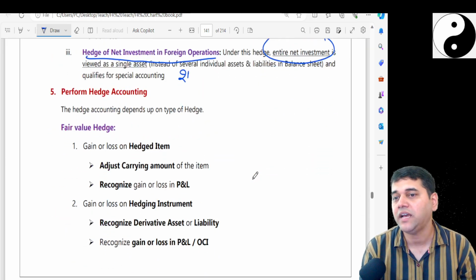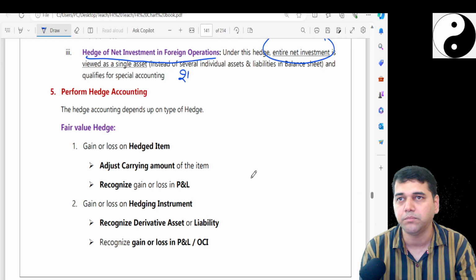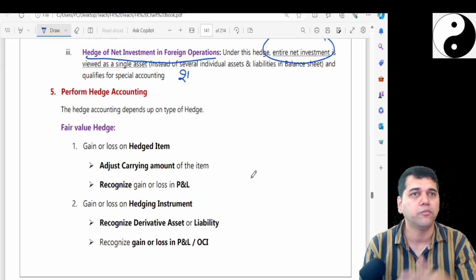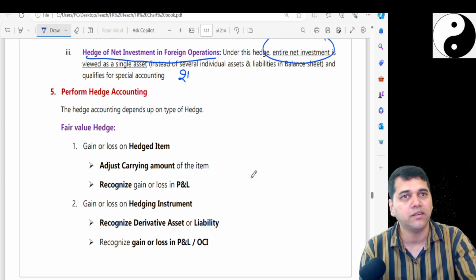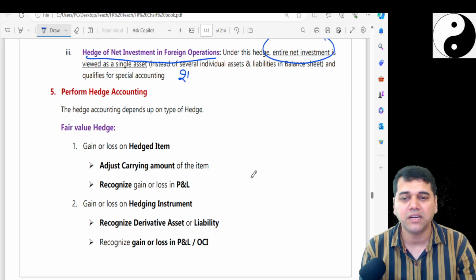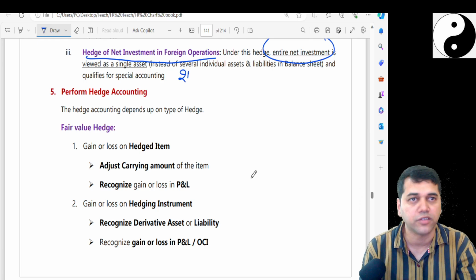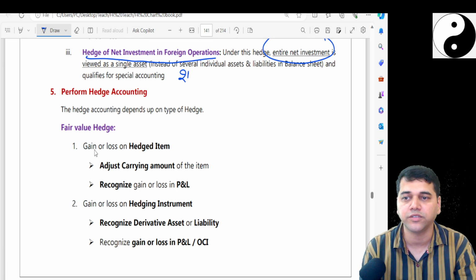The last one is hedge accounting. Among this, the fair value hedge is fairly simple, but cash flow hedge is a little tricky. I have done many examples in the past, but ultimately it is not much relevant right now. Going forward, if any such questions come, I will put it up on YouTube, and you can see the detailed explanation.